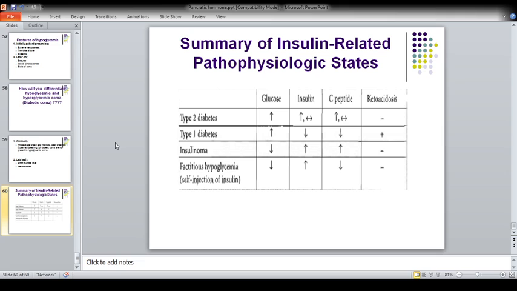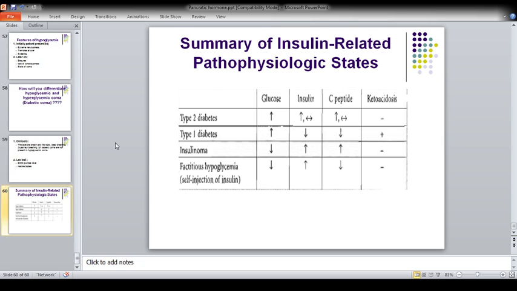It can be present. In insulinomas, glucose level is low, there is hypoglycemia. Insulin is high and C-peptide level is high and there is no ketoacidosis. Whereas in factitious hypoglycemia, that is if the patient is self-injecting himself or herself with insulin, what we can see is glucose level would be low due to excessive insulin being injected.